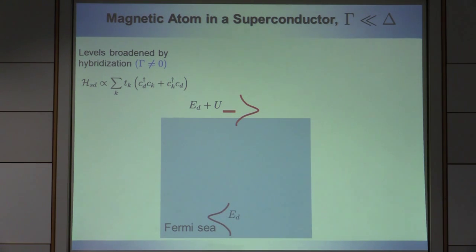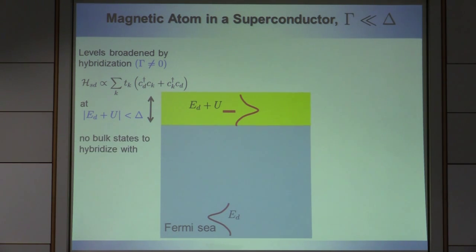So there was a width of the level because of tunneling. Now we gap this region of the energy spectrum, so there are no states to hybridize with, and therefore there is no level width. There is a level, but no width. Okay, so the level remains discrete. So that's the first qualitative difference.